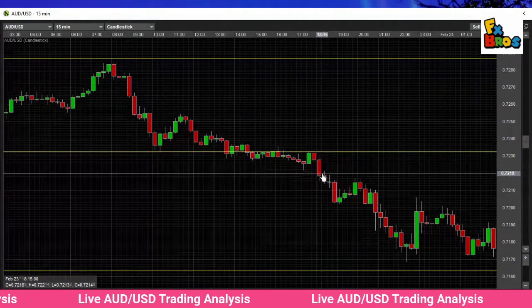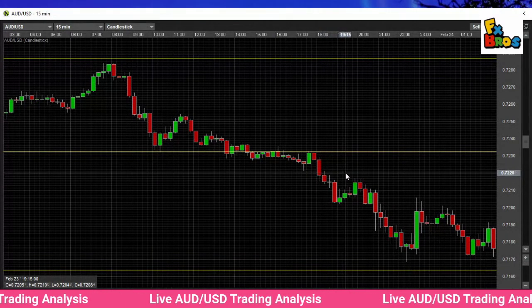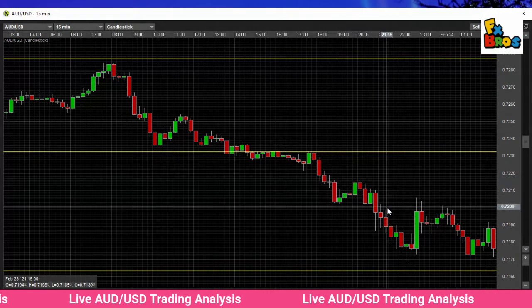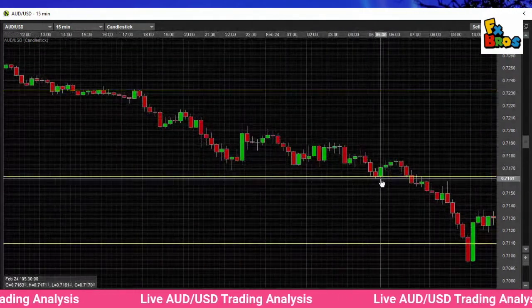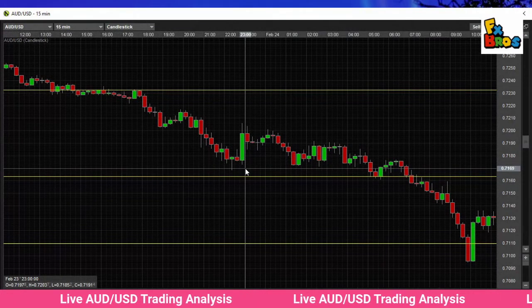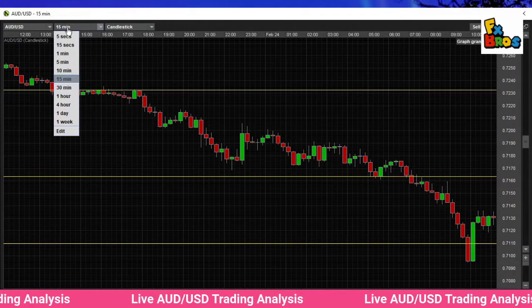You could have taken sales right there at the close, and bam, it never came back above your entry. So no drawdown, all the way down to your take profit. Bam, right here. Easy money. So that's basically how you draw support and resistance.